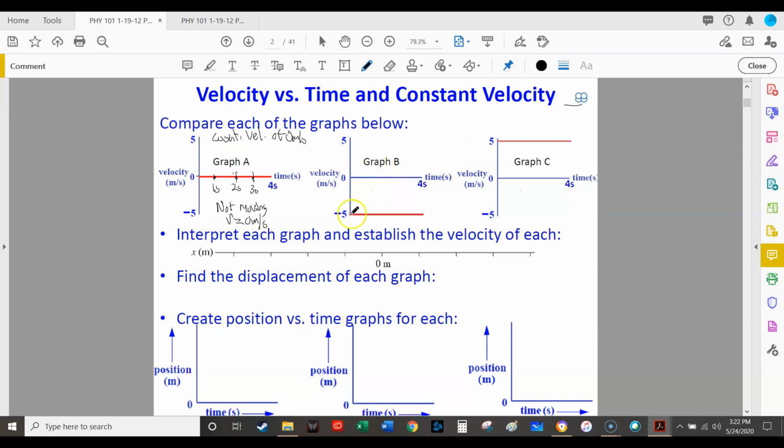Well, graph B here, it looks like at the 1 second mark, and then this is a 2 second mark, and then the 3 second mark. At the 1 second mark, it's got a velocity of -5 meters per second. At the 2 second mark, it's got a velocity of -5 meters per second. At the 3 second mark, it's also got a velocity of -5 meters per second. And finally, at the 4 second mark, it's got a velocity of -5 meters per second. So what is that saying?